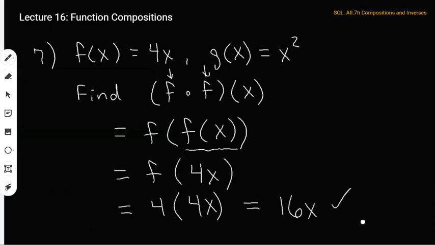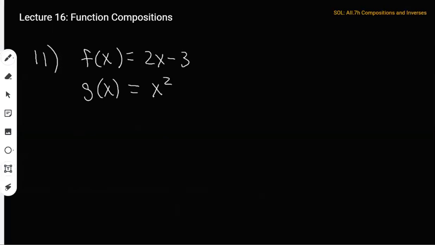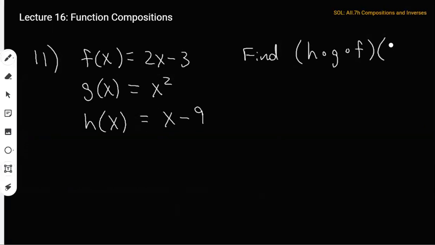And the next one I wanted to do was number 11. So let's do number 11 together. Now for 11, I'm given three different functions. It tells me f of x is going to be 2x minus 3. It tells me g of x is equal to x squared. And it tells me h of x is x minus 9. So for this question, it wants me to find h of g of f, and I'm going to evaluate it at x.